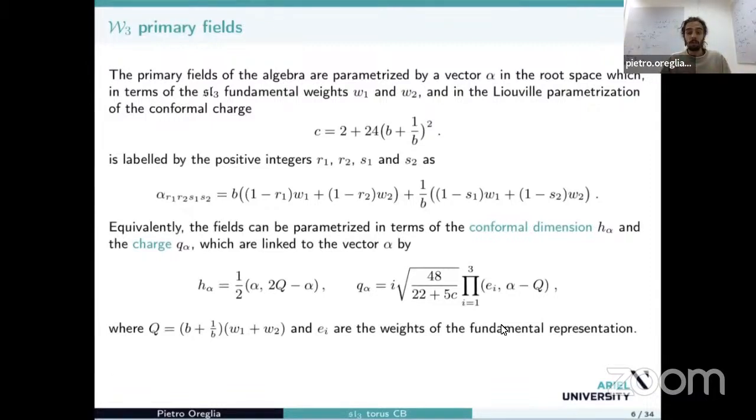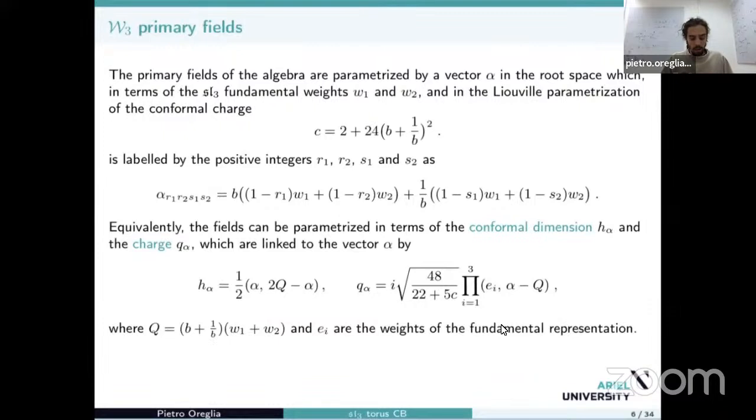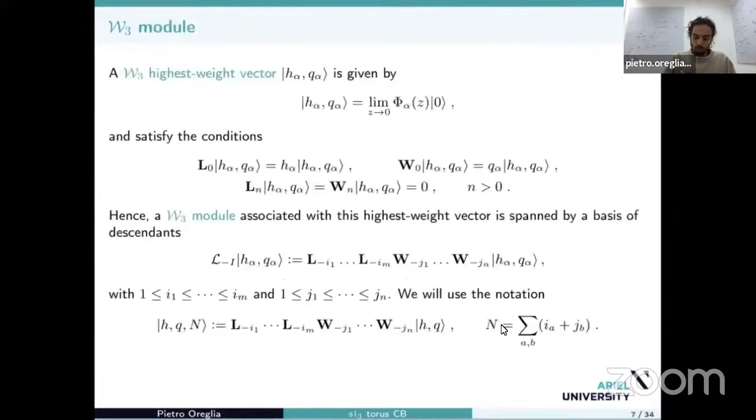In general, a representation can also be parameterized by two other quantities, the conformal dimension and the charge, or W3 charge, as it is sometimes called, which in terms of the vector alpha have the following expression over here. So as usual, in order to construct the actual representation, we start by defining the highest weight vector of the W3, and it is defined essentially in the usual way, like this. And these highest weight vectors satisfy the following conditions.